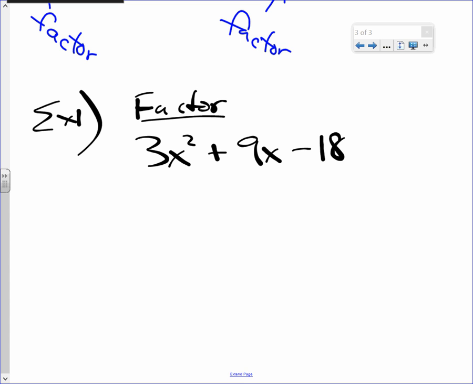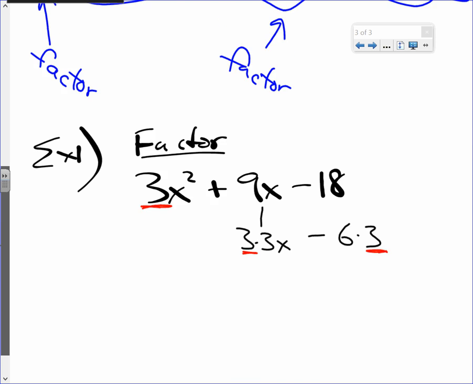In other words, if you can't see what Donis is thinking, he's thinking like this. Look at this, that's 3x squared. 9x is really 3 times 3 times x. See, 9x I can write like this. And the 18, I can write as 6 times 3, right? So now look at what they all have in common. The 3, 1 3 here, and another 3 here. Just like the black shoes.